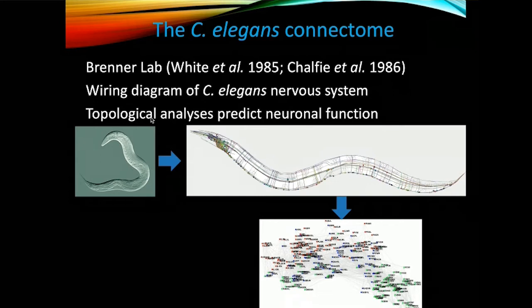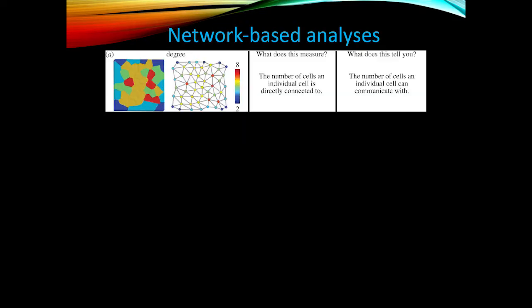They were able to predict the function of these neurons based on their position within the overall nervous system. So this is the relationship between the structure of the nervous system and the function of the nervous system. And the fact that you can take a network-based approach to looking at how cells are connected to one another in a nervous system, or in a multicellular context, and predict the function of individual cells based on their positions.